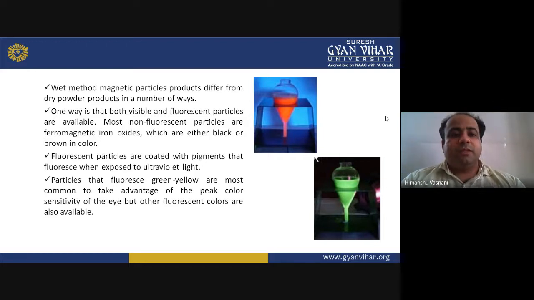Fluorescent particles are coated with pigments that fluoresce when exposed to ultraviolet light. Fluorescent particles have an extra plus point: they fluoresce when you expose them to ultraviolet light, which highlights the area in which they are found. Particles that fluoresce green-yellow are most common to take advantage of the peak color sensitivity of the eye, but other fluorescent colors are also available. In the diagram you can see how this wet suspension can be used and gives you visibility. So both visible and fluorescent particles are available, and fluorescent particles have the plus point of fluorescing when exposed to ultraviolet lights.